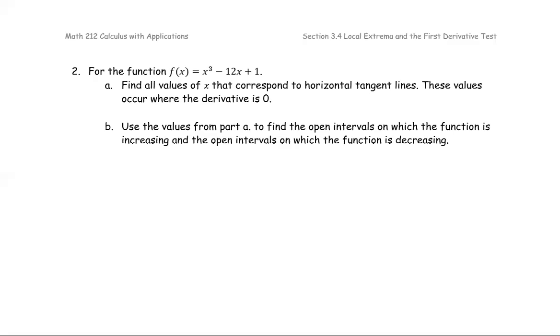In this problem, for the function f of x equals x to the third minus 12x plus 1, in part A, we're going to find all values of x that correspond to horizontal tangent lines. These values occur where the derivative is 0. Recall that the slope of the tangent line is the derivative, f prime of x, and the slope of a horizontal line is 0. Therefore, the approach is to find the derivative, set it equal to 0, and solve for x.